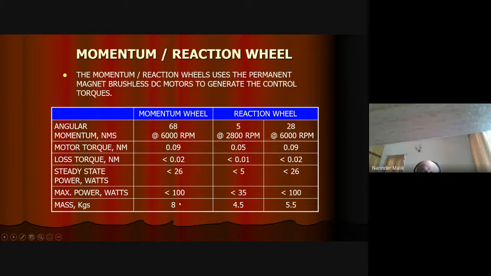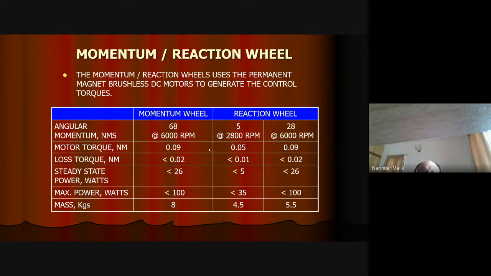Mass of the typical is 8 kg, 4.5 kg, 5.5 kg. These are the actuators used in INSAT, IRS kind of spacecraft. But when you use nano satellite, there are no wheels, micro wheels are there. There the torque will be in millinewton. And the momentum storage numbers will be 0.5, 0.35, 0.25, those kind of numbers are there, which are used in the nanosat.